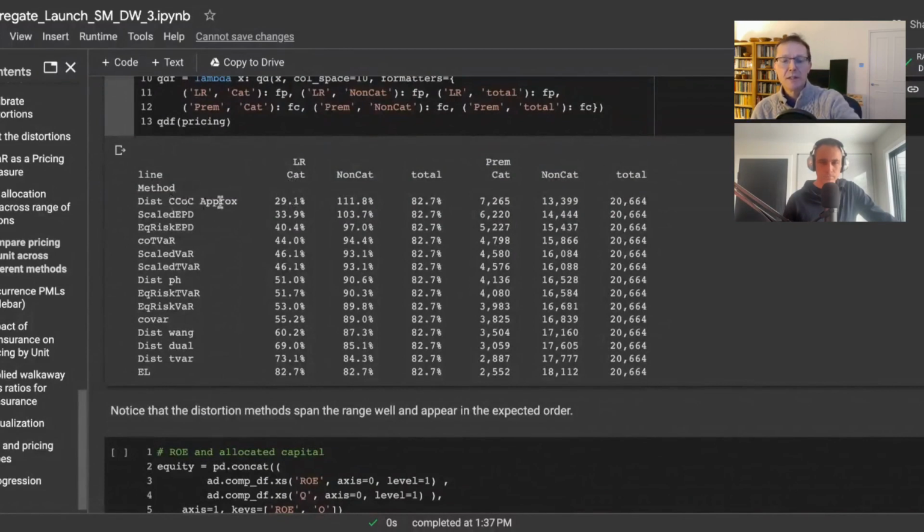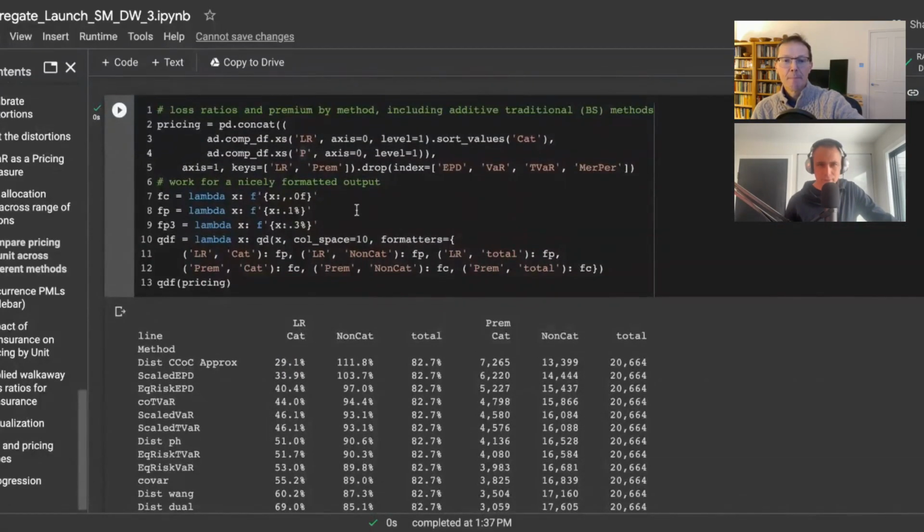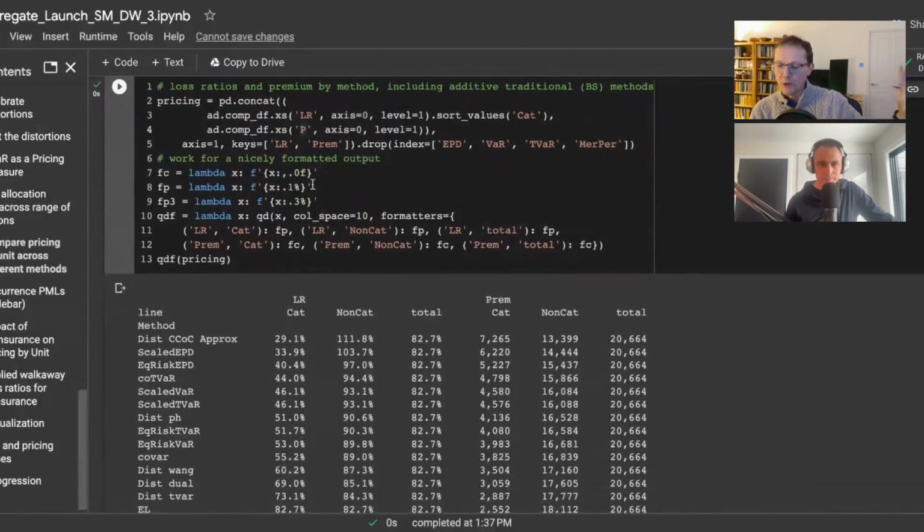The ones that are called dist are our distortion spectral risk measure methods. Okay, and they're sorted from the highest premium given to cat to the lowest premium allocated to cat. And so you see the distortions fall in the order that I said they would fall, right? Constant cost of capital, most expensive for cat, and then you've got your pH in the middle, and then you've got your Wang, Joule, TVaR. Okay. Did you specify all of these, or did they just say give me everything out of the box? I specified. Okay, so we told it to calibrate those 5 distortions.